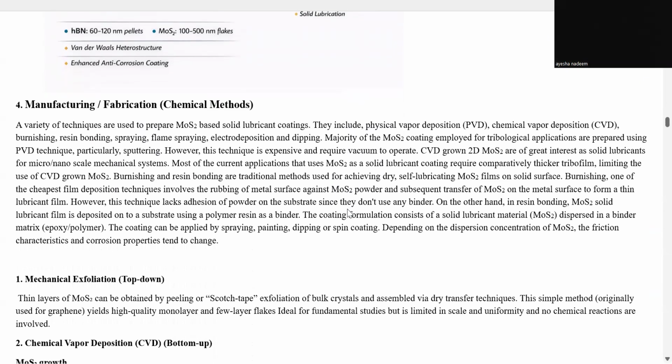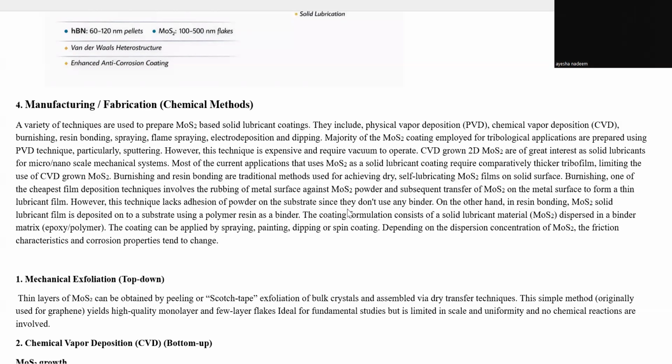Then we will discuss the manufacturing and fabrication through chemical methods. A variety of techniques are used to prepare molybdenum disulfide based solid lubricant coatings. They include physical vapor deposition, chemical vapor deposition, burnishing, resin bonding, spraying, flame spraying, electrode deposition, and dipping. The majority of molybdenum disulfide coatings employed for tribological applications are prepared using the PVD technique, particularly sputtering. However, this technique is expensive and requires vacuum to operate.